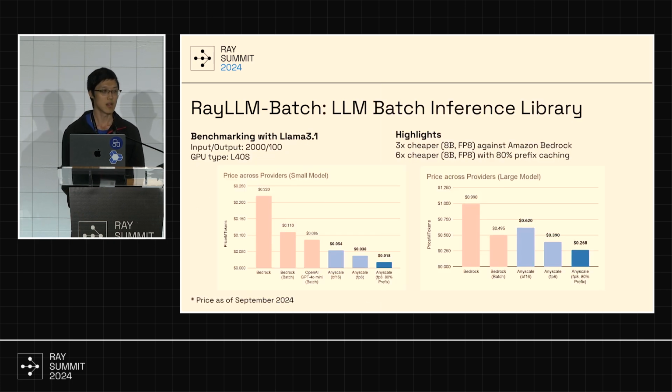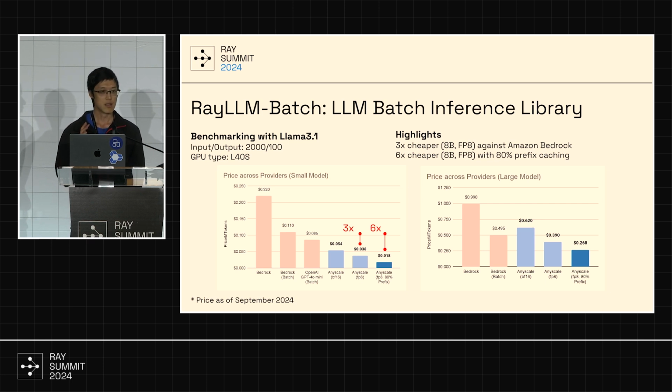And here are some early results from the RayLLM batch. You have probably already seen these figures shown by Richard in the keynote this morning. Specifically, when benchmarking Llama 3.1 on L40 GPUs with 2,000 input and 100 output tokens, we can see that with RayLLM batch, we can have 3x cost saving compared to Bedrock batch API costing.